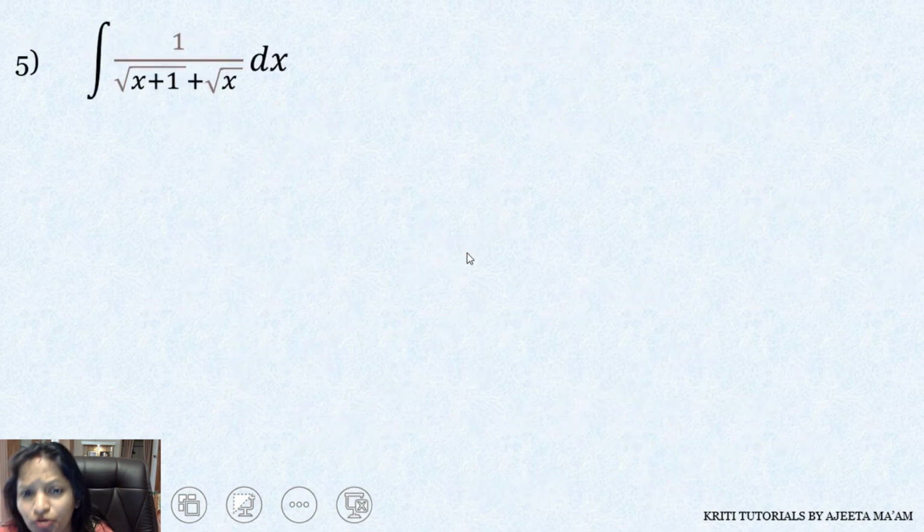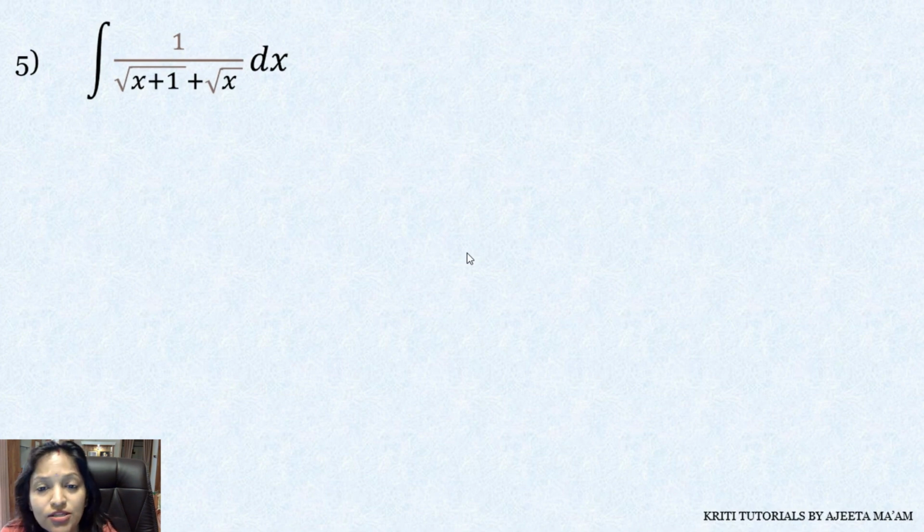Now what is this? Root in the denominator, yes. And it's simple. Why? Because it has to be rationalized first. If you rationalize it, you know what rationalization is, right? So rationalize it.